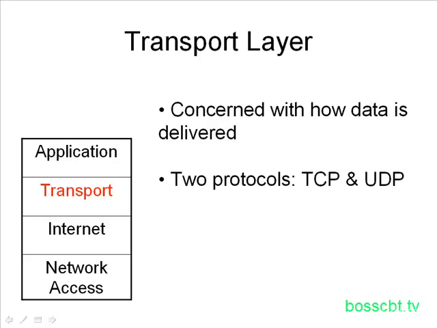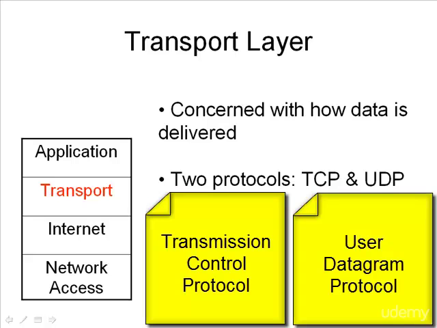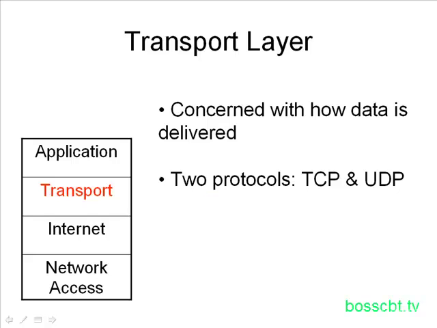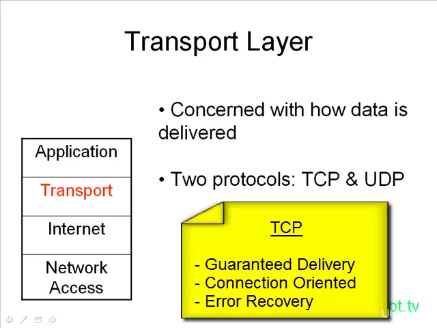Now specifically, there are two protocols associated with the transport layer. There's TCP, which stands for Transmission Control Protocol, and UDP, which stands for User Datagram Protocol. We cover the details of both of these in a separate tutorial, but we'll give you an introduction for now. TCP is concerned with guaranteeing delivery of information. So this is considered a connection-oriented protocol. In other words, it establishes a connection first, and then it guarantees that once that connection is established, two different devices can exchange information, and it guarantees delivery.